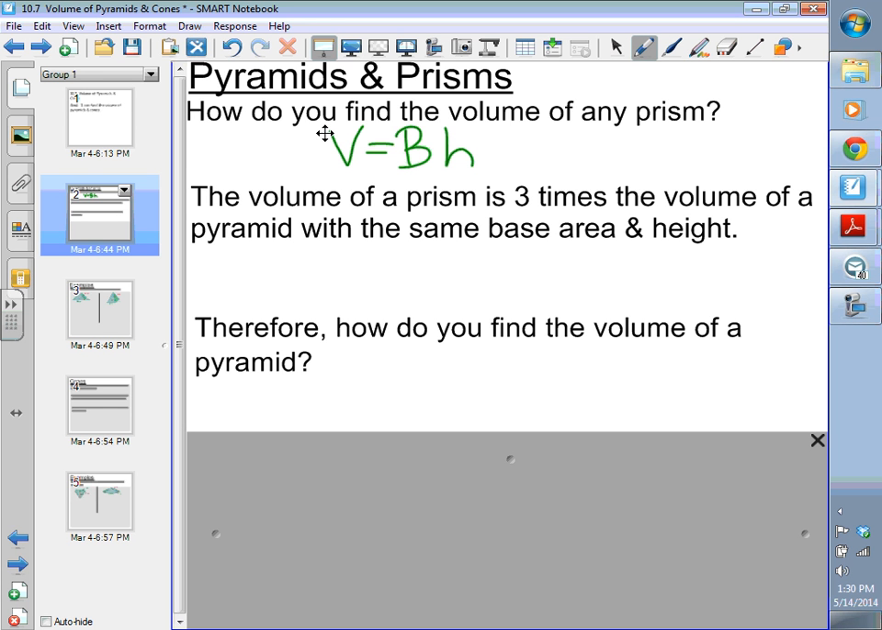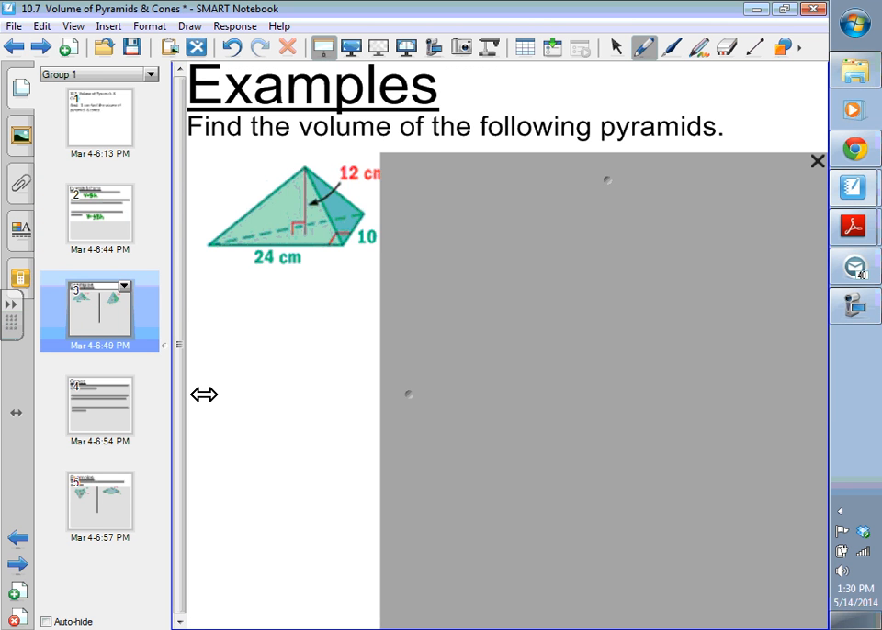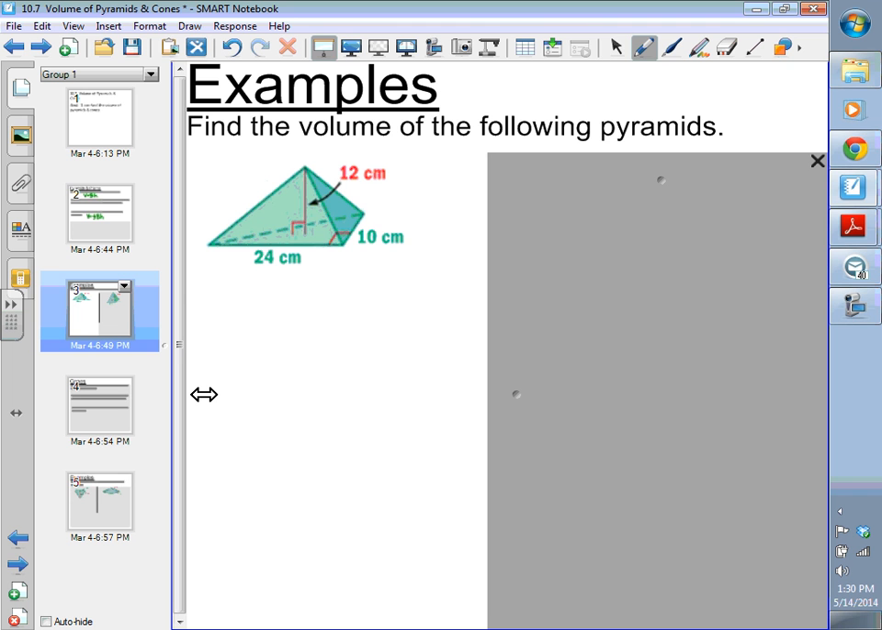Okay, so if we think about the volume of our pyramid then, the volume is going to be equal to 1/3 of the area of the base times the height. All right, so looking at this particular pyramid, we have a height of 12 and a base of 24 by 10, and we don't need to worry about the hypotenuse of that triangle. So, as we've been taught, we're going to copy our formula down again.